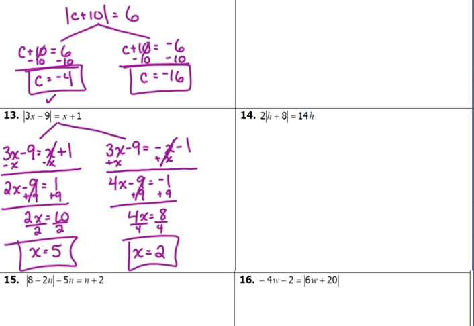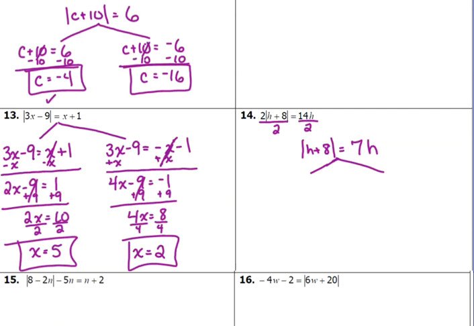Let's do number 14. 2 times the absolute value of h plus 8 is equal to 14h. So this one we need to start by isolating. We do not distribute the 2. You've got to move it to the other side. So we have to start by dividing both sides by 2. You never, ever, ever change what's inside the absolute value bars. Okay, so divide by 2. That means the absolute value of h plus 8 is equal to 7h.